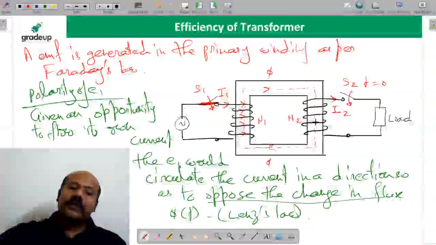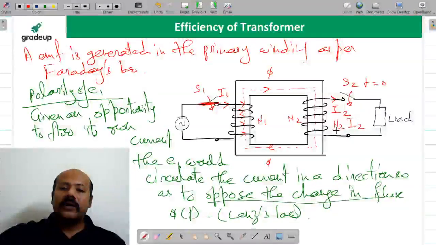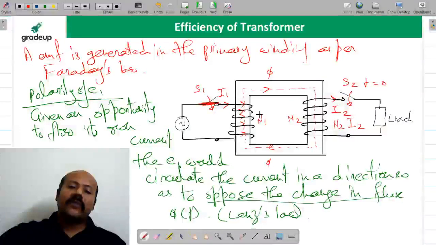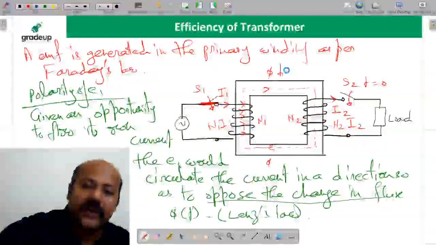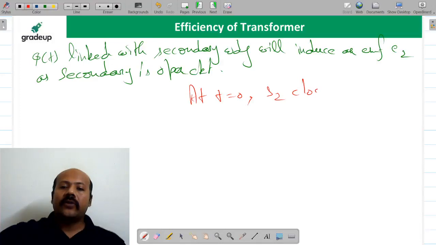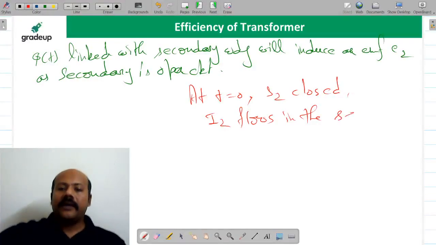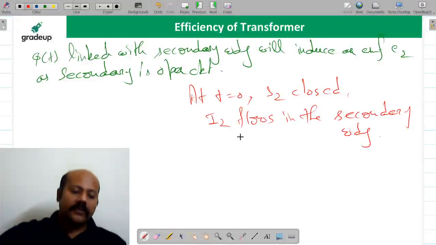This MMF N2I2 is going to be in opposition to the flux set up by this N1I1. So definitely the flux has to be reduced. What is happening? When S2 is closed, I2 flows in the secondary winding. Yes or no? I2 flows.